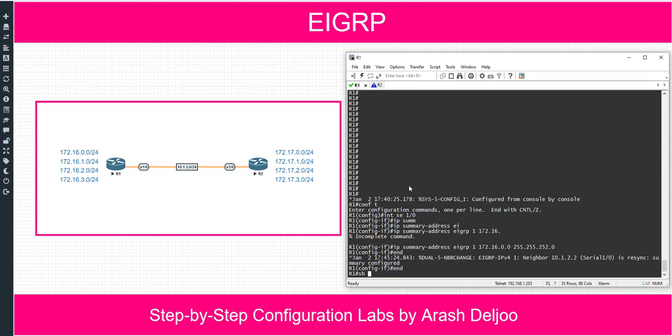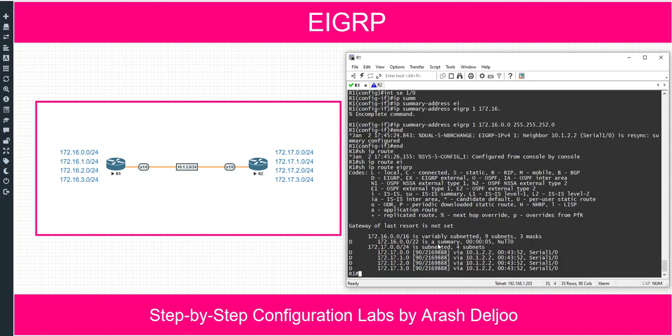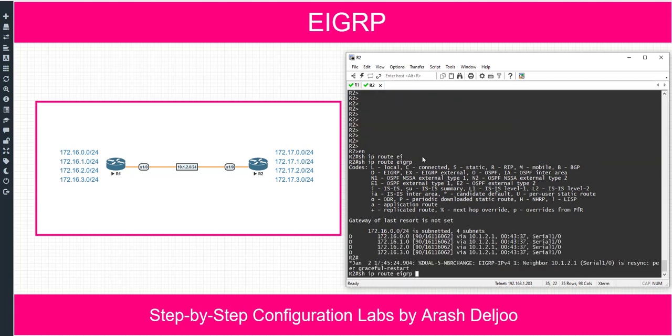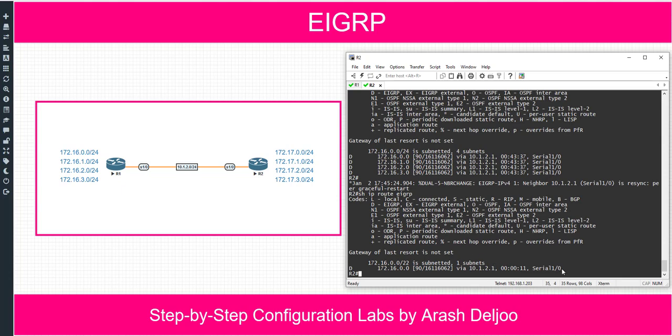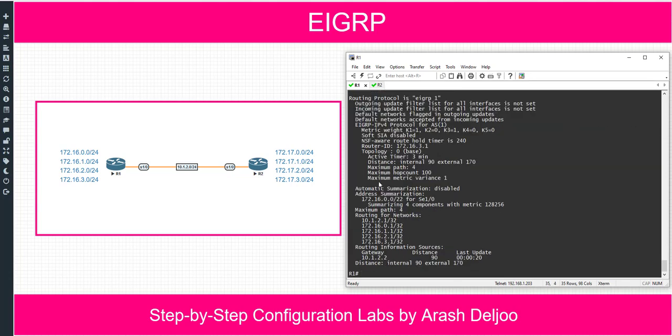After that, first, let me show you that in the routing table we now have a summary or discard route for this summary. Also in router 2, as you can see, we have only one summary instead of the four networks. Also, in router 1, show ip protocols shows us that we summarize these four networks on serial 1/0 to 172.16.0.0/22, and here you can see summarizing four components with this metric.